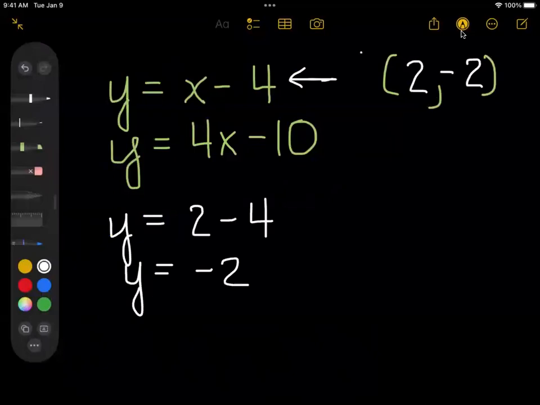Now, this is the official solution or answer to our system of equations, because remember, our system of equations always gets answered with a coordinate pair. So the point where these two lines would intersect would be 2, negative 2.